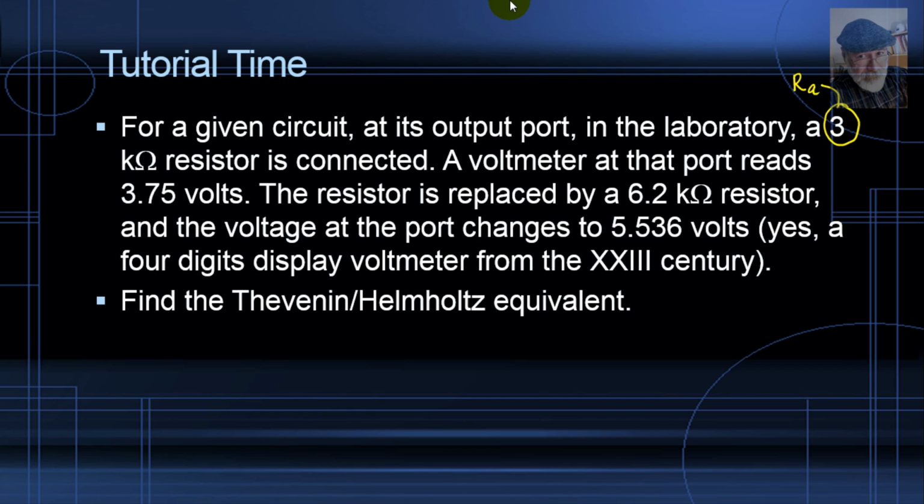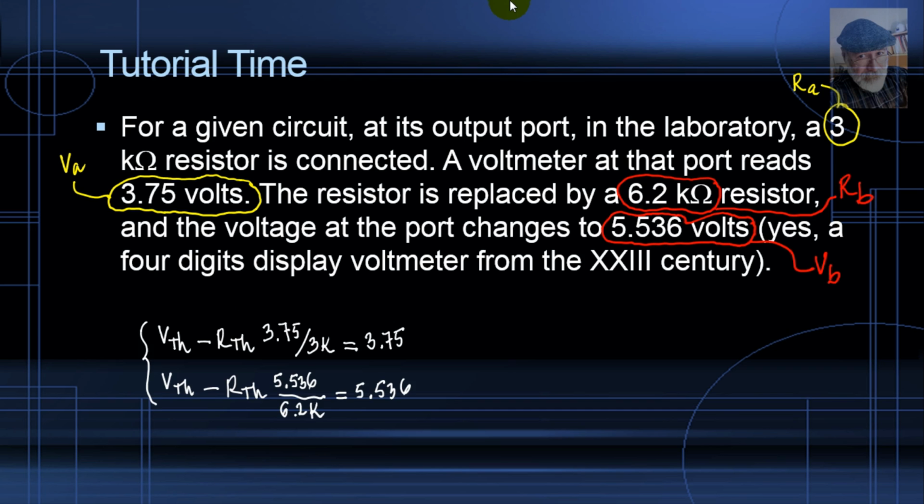3 kilo ohms is Ra, the value of the first resistor, and the voltage that appears is Va, 3.75 volts. So 6.2 kilo ohms is Rb, and 5.536 volts is Vb. Write the equations, solve for Vth and Rth, and next we draw the equivalent circuit. That is the solution to that exercise.